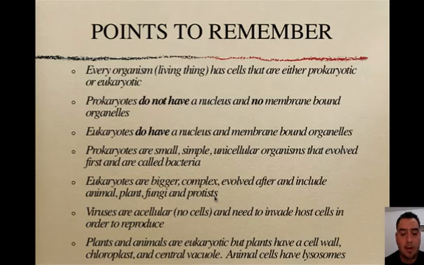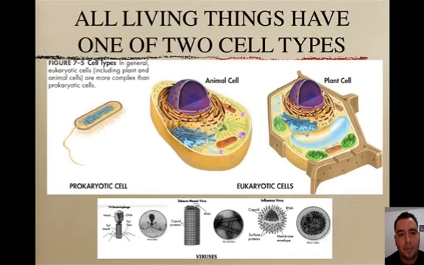Viruses are acellular. Again, they have no cells, and they need to invade host cells in order to reproduce. Plants and animals are eukaryotic, but plants have a cell wall, chloroplasts, and a big central vacuole. And animal cells have lysosomes. All living things have one of two types of cells. Okay, so if you're alive, you're cellular, either prokaryote or eukaryote.